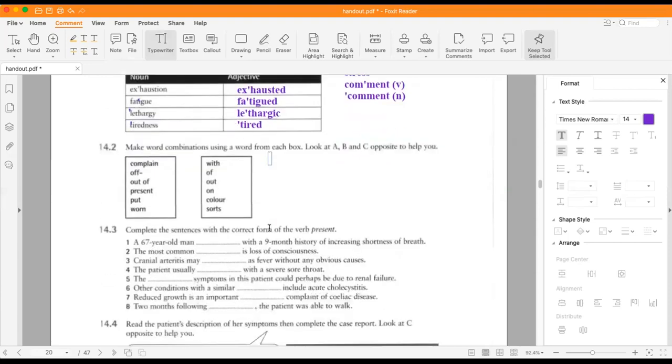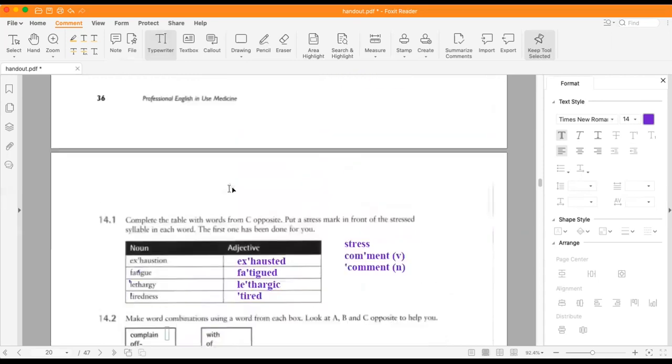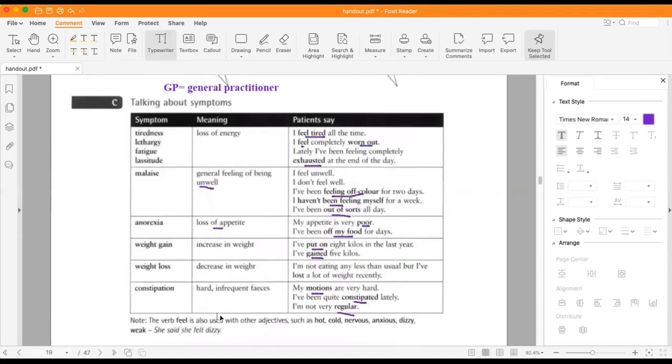Alright, let's move to number 14.2. Make word combination using a word from each box. Look at A, B, and C opposite to help you. Here we have these words or this word combination. You will find them here in this table, all right? You will be asked about, for example, the expression worn out or wear out, and off color, and out of sorts, off my food, put on, and so on.